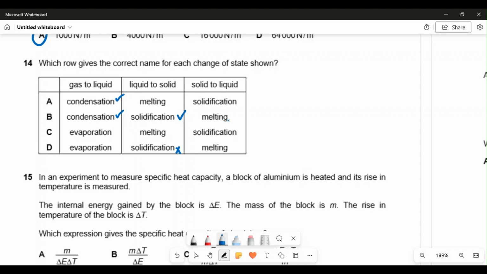Now solid to liquid, of course, a liquid. Ice is melted to convert into liquid water. So B option is a right choice.